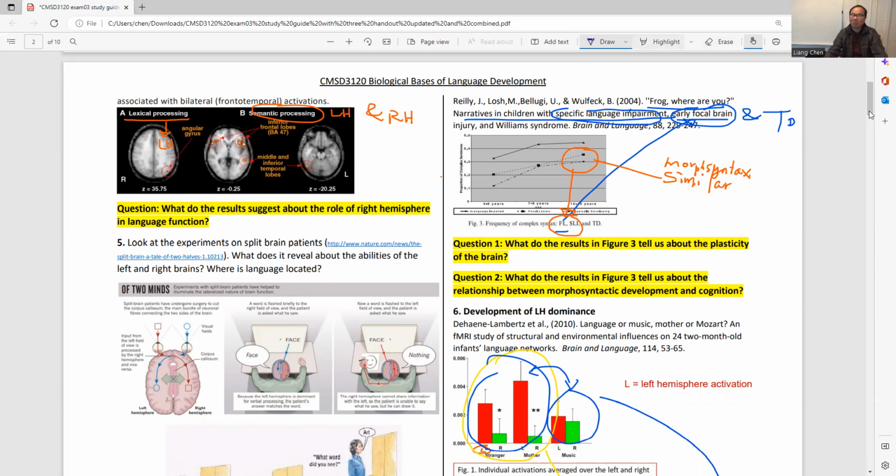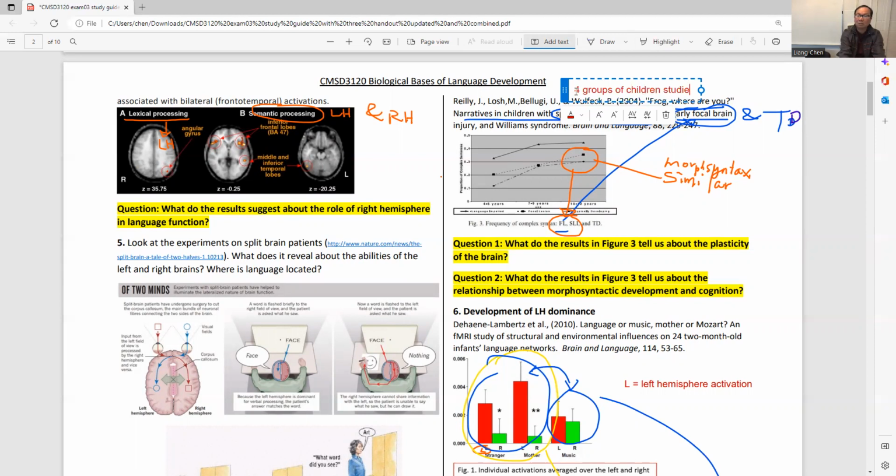Keep in mind, this is the title of the study. They looked at narrative in children with specific language impairment, early focal lesion, and Williams syndrome. But of course, as you can see from here, they also include children with typical development, right? Okay. So actually, they have four groups of children studied.